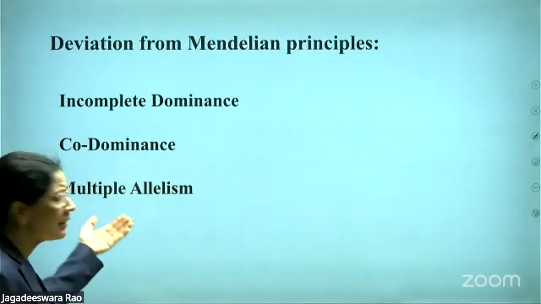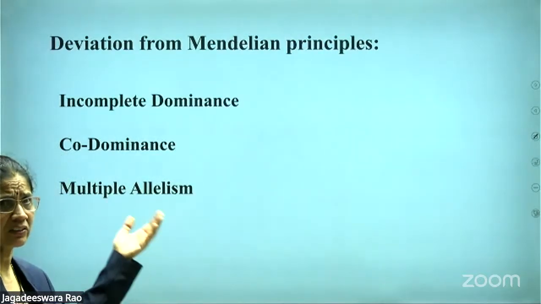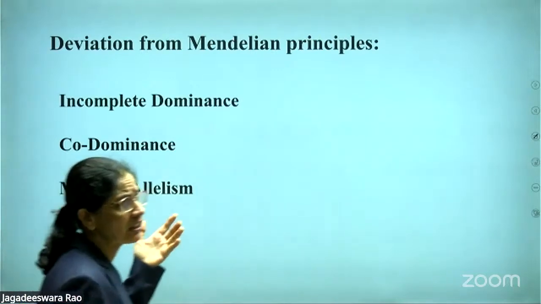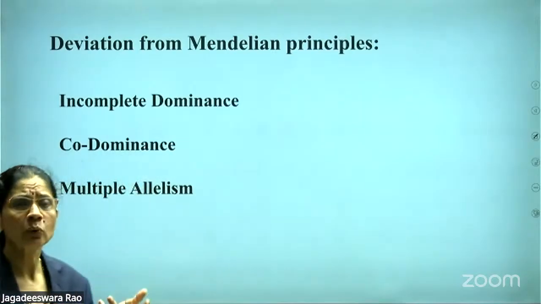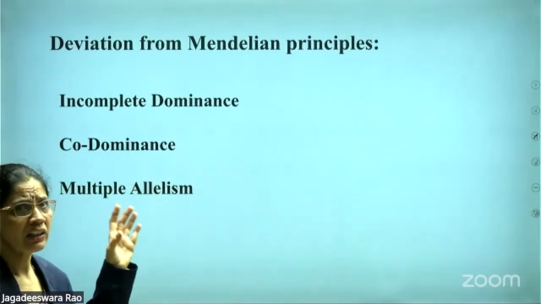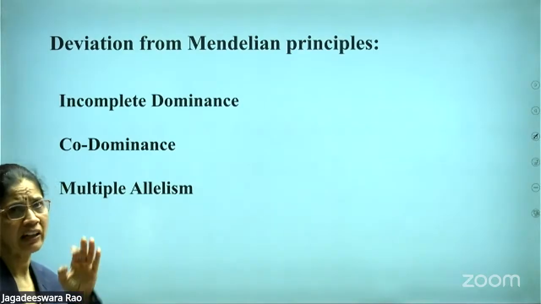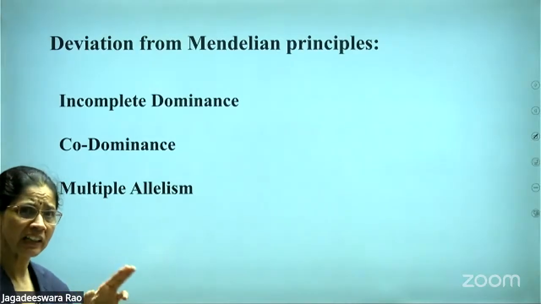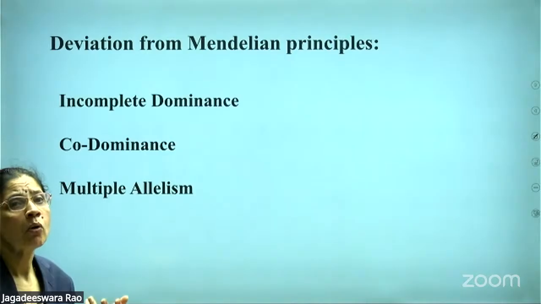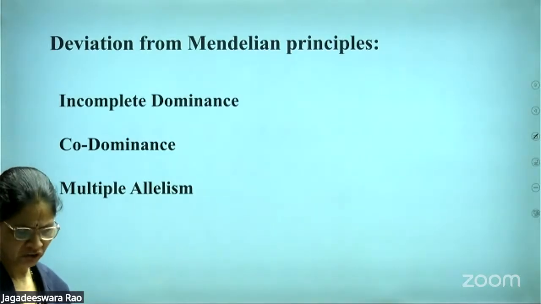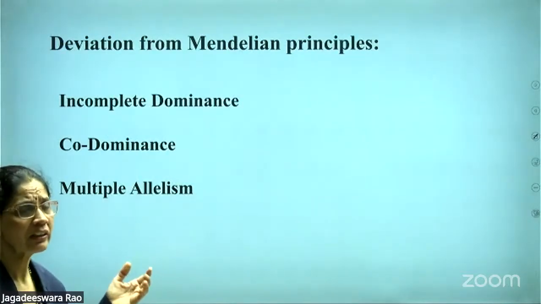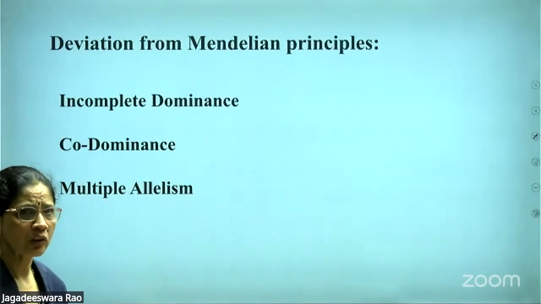But there are certain examples. As the geneticists continued the experiments with other plants, they reached a conclusion that these characters are not always expressed as per the Mendelian principle. Sometimes there will be blending of characters. Sometimes both the characters can appear. Sometimes more than two alleles are present in a gene. These are all principles they reached after certain experiments. Let us see what happened next.